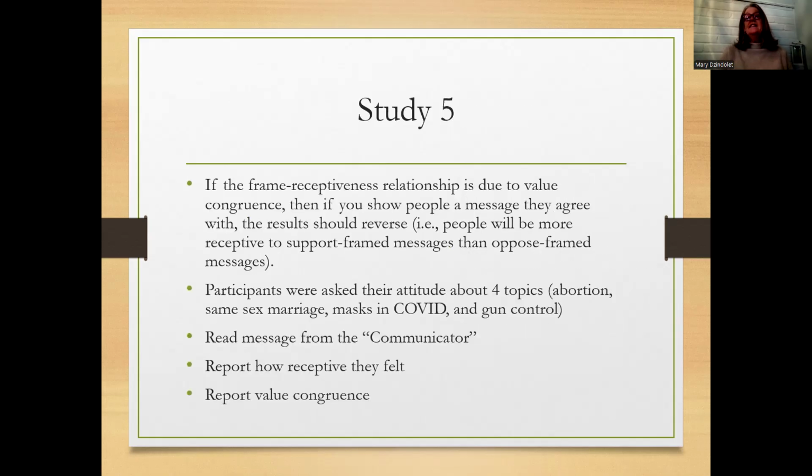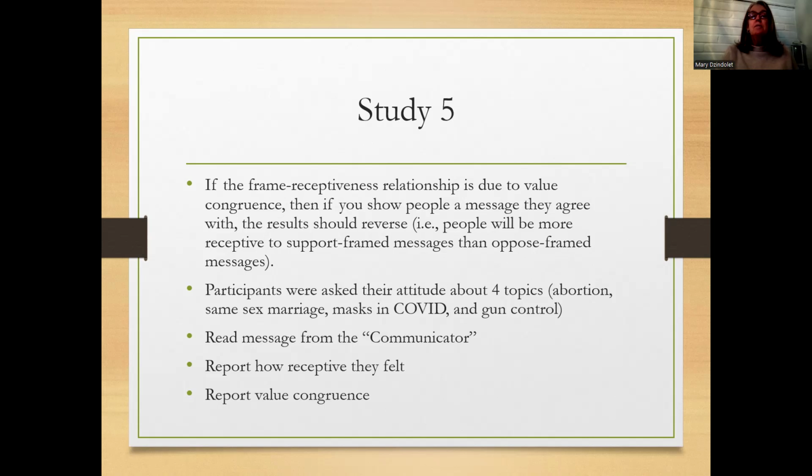Okay, and then on to study 5. With study 5, they're saying, well, if the frame receptiveness relationship is indeed due to value congruence, then if you show people a message they agree with, the result should flip. So therefore people should be more receptive to support frame messages, because those will be the ones that are more value congruent if you're talking about a message you agree with, than opposed frame messages.